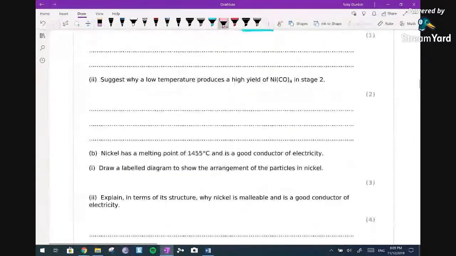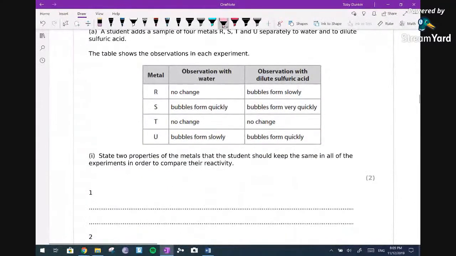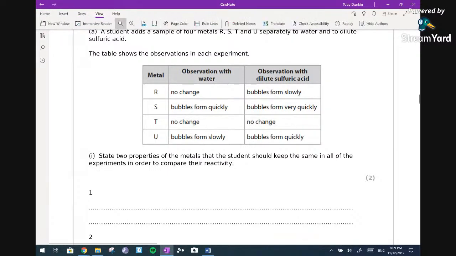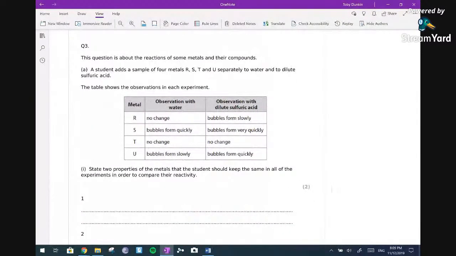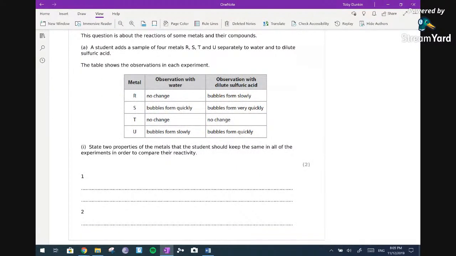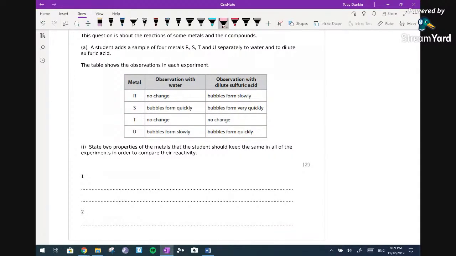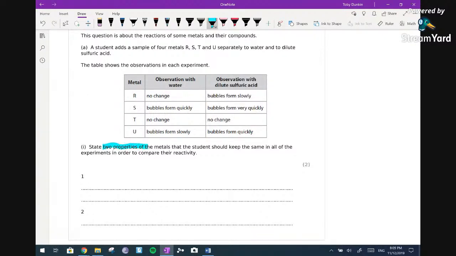Next one, of course, is not to do with reactivity. Let's go to this one. Right. Okay, question number 2. I'm still struggling, still not responding very well to my movements up and down. Question number 3. This question is about the reactivity of some metals and their compounds. Right, state 2 properties of a metal that a student should keep the same in all the experiments to compare their reactivities. Right, and this is important, guys, because the students struggle with these questions.